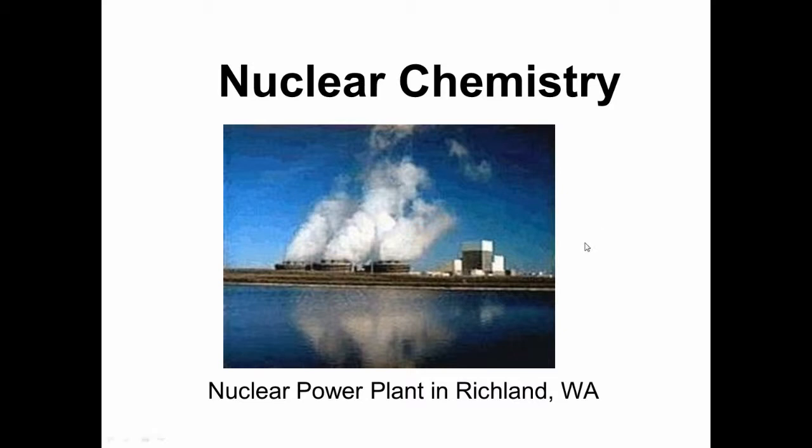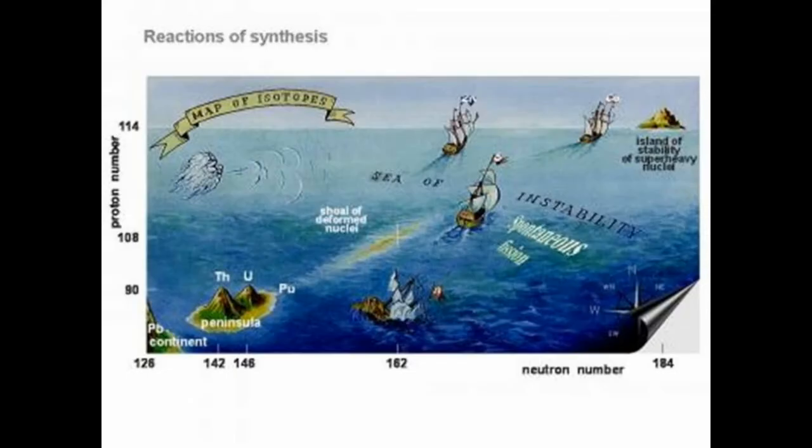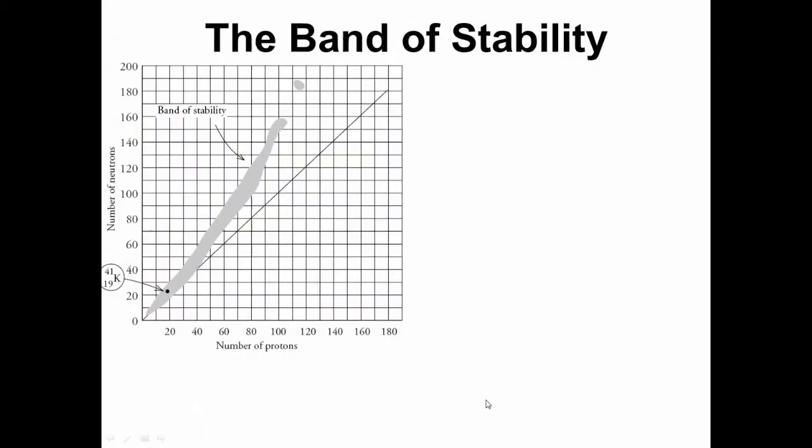All right, so we're talking about nuclear chemistry in this lecture. And there's a picture showing a nuclear power plant in Richland, Washington. So this is a map of the band of stability, just with ships on it and the magical island off in the distance, so it's just for fun. It's also a little bit different. It's got protons this way and neutrons going across this way. But this is what you're more familiar with.